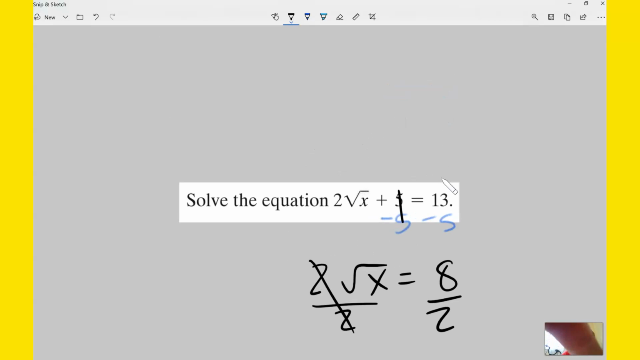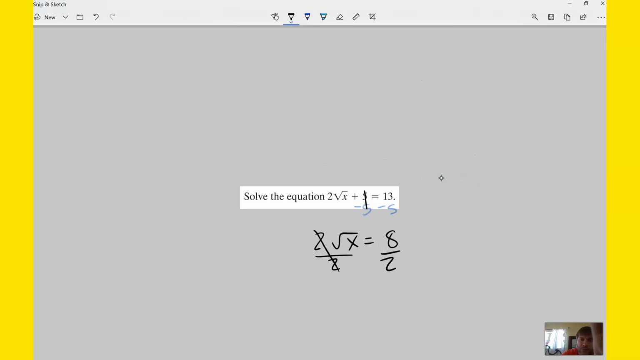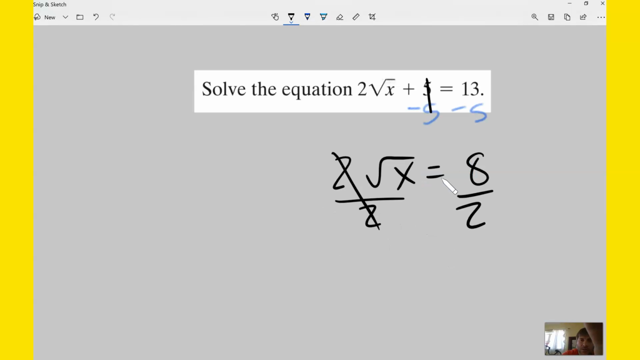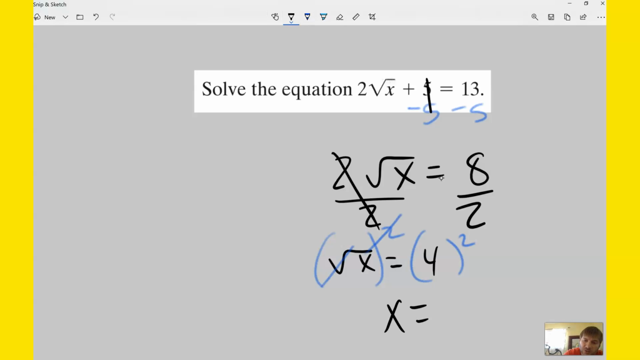So now the square root of x equals 8 divided by 2, which is 4. Now I can get rid of the radical. How do I get rid of that square root? By squaring it. Square both sides to get rid of that square root. And so what does that give me? That gives me x equals 16 as my answer.